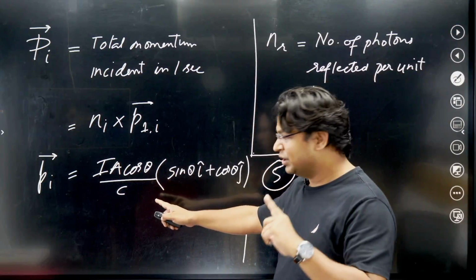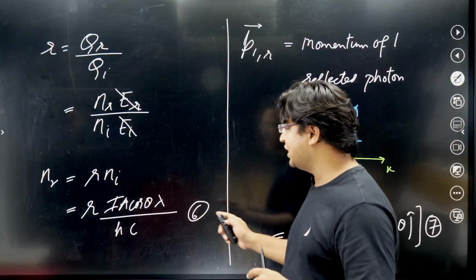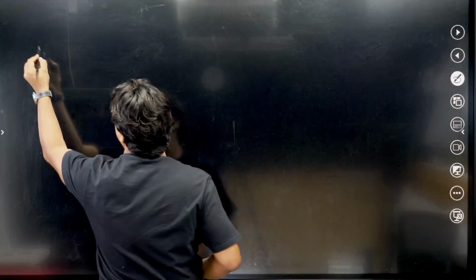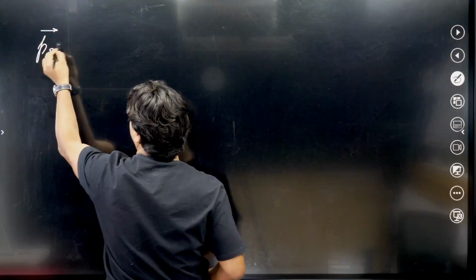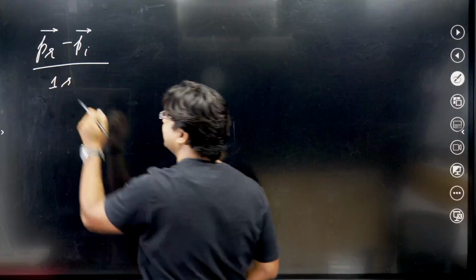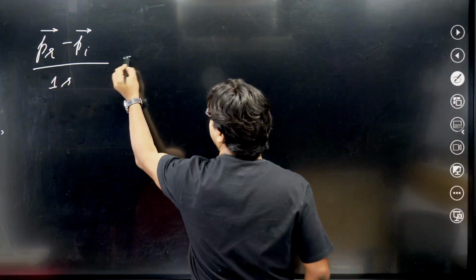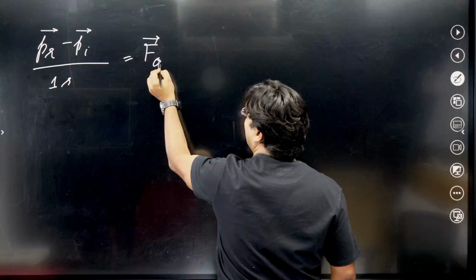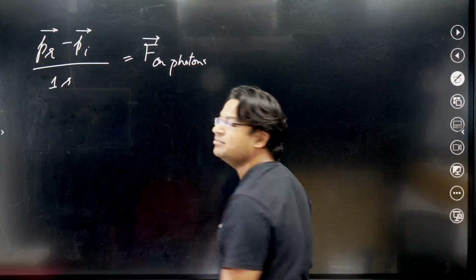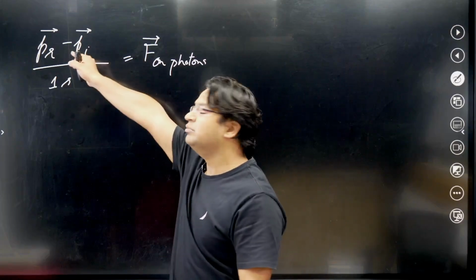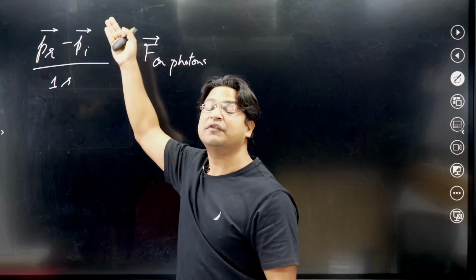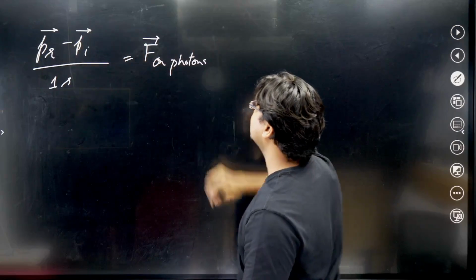in 1 second. So change, like if I do PR vector minus PI vector divided by 1 second, because this change took place in 1 second, that will give me force on photons. Force on photons, because this is the momentum change of photon. If you're writing the rate of change of momentum of the photons, you will get the force on the photon. So this is force on photons.